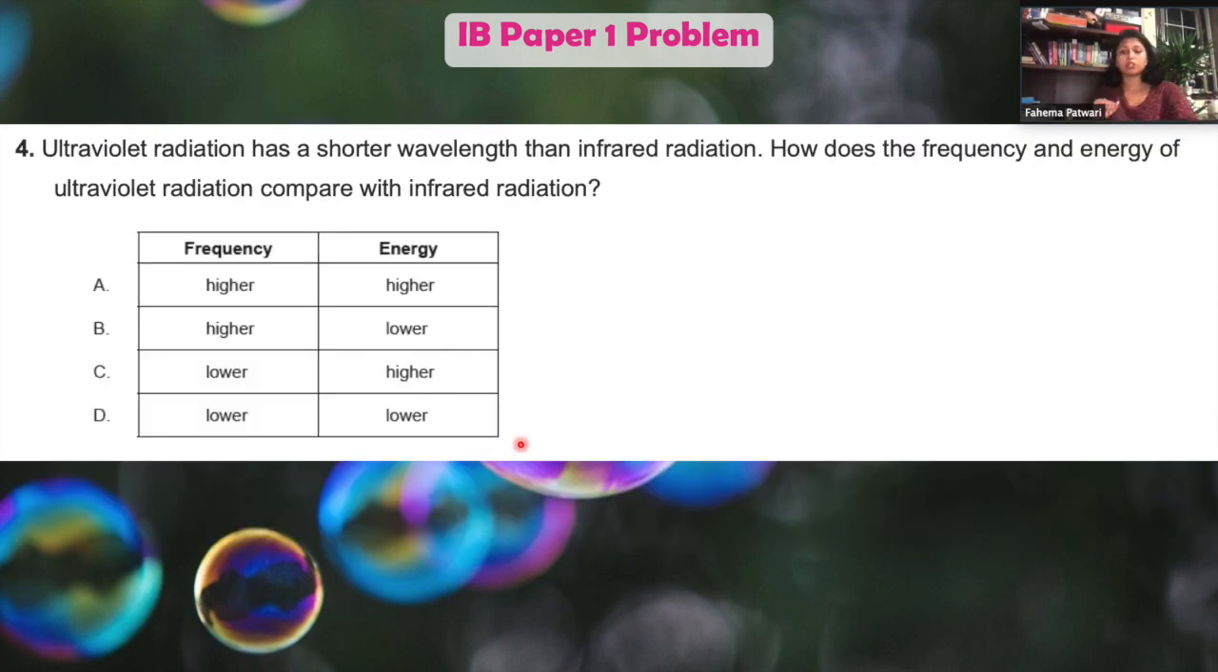All right, just a couple more. UV has shorter wavelength than infrared. Actually, I think you guys can do this on your own, so I'm just going to put the answers.